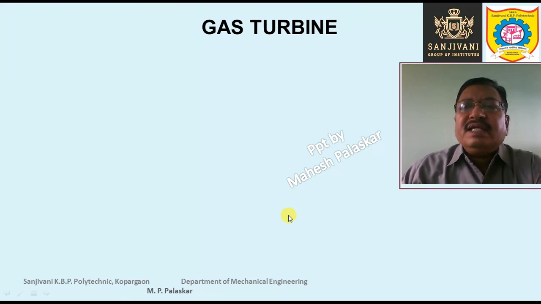So, what is a gas turbine? What is a turbine first of all? So, turbine is a prime mover, a rotary type of prime mover. Turbine is a power producing device. So, in case of turbine, we directly get the rotary motion.